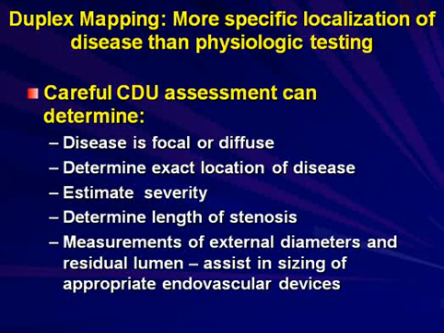This is more specific localization of the disease than the physiologic test, and we can determine primarily, is that disease focal or diffuse? Where is the exact location of disease? How severe is it in terms of percent stenosis? What's the length of the stenosis? If there's going to be an endovascular intervention to this, that might help them determine the size of the balloon or the catheters that they're going to use.